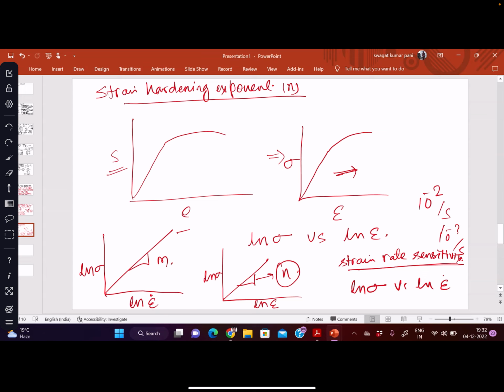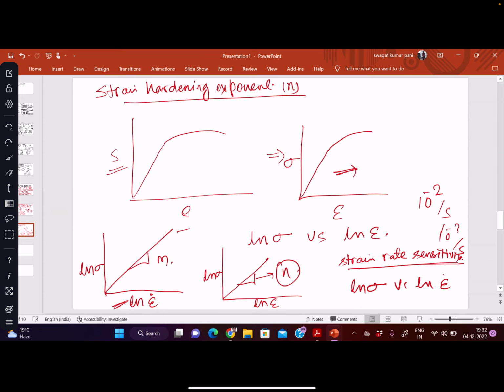Is this the strain rate sensitivity? Yes, sir, this is strain rate. You have to plot first the stress versus strain rate curve. Then you put ln stress versus ln strain rate. Then you calculate the slope. Okay, sir. That is your m.